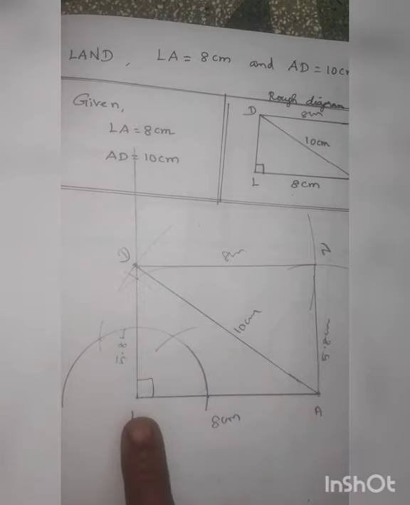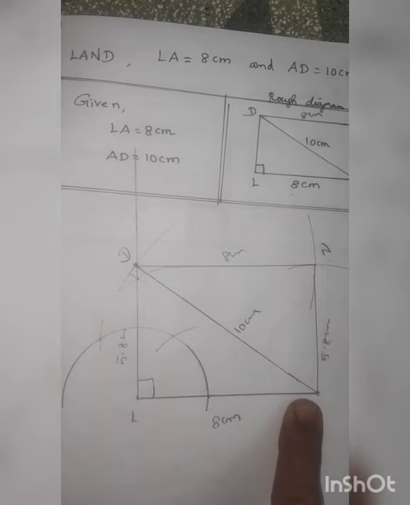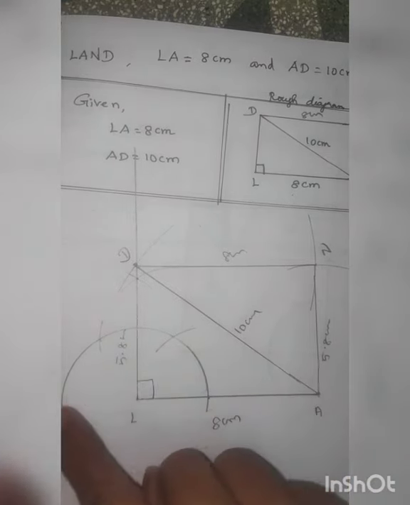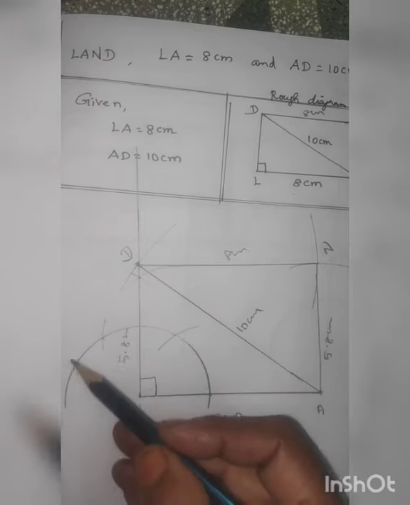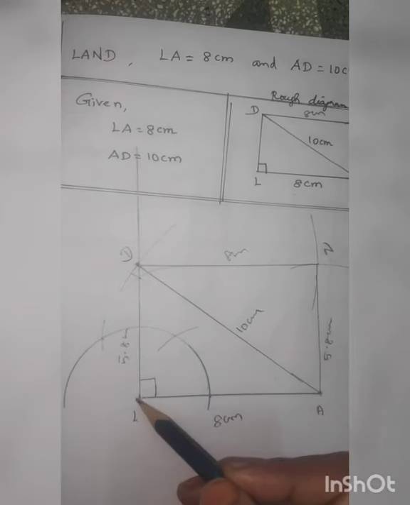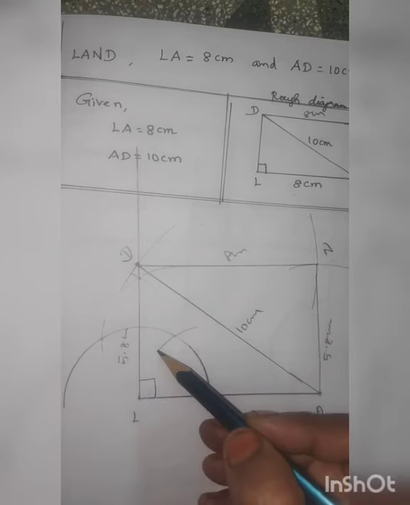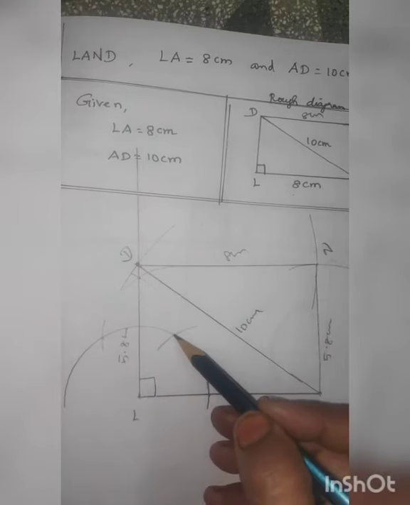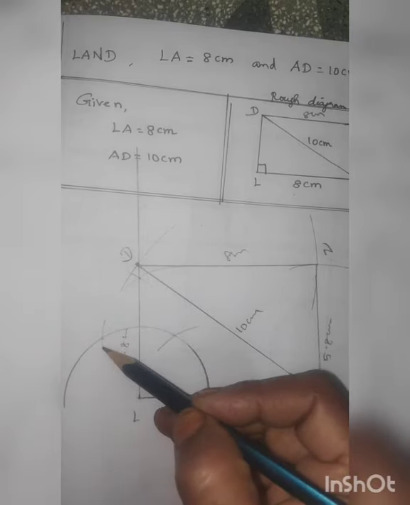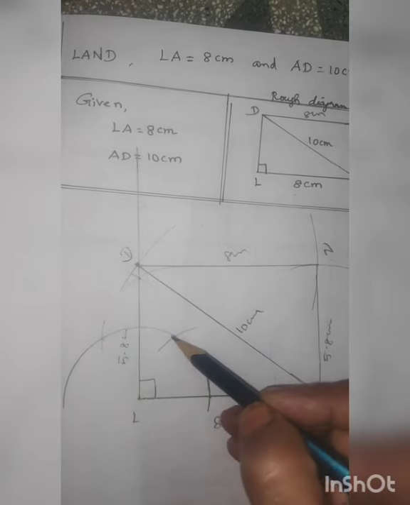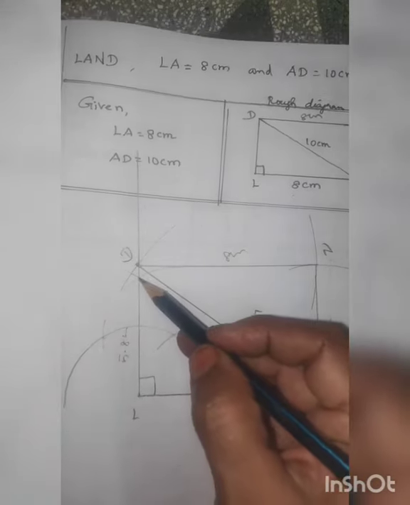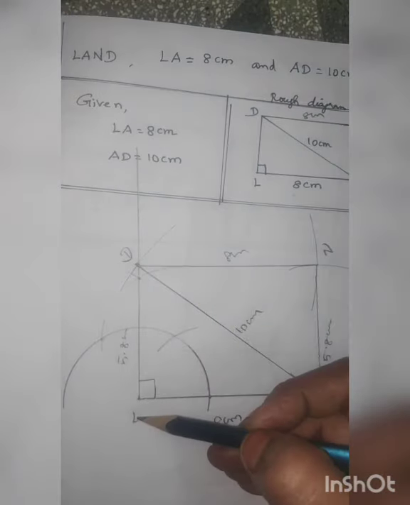Listen once more. First draw the length LA equal to 8 centimeter. Measure this arc as 3 centimeter. Keep at point L and cut the arc. At the coming point, do not change the 3 centimeter. Here cut one arc. Cut these two points with arcs. Join the coming points with the big line.